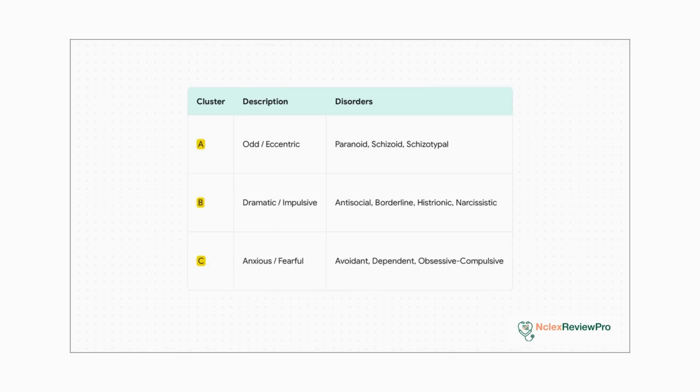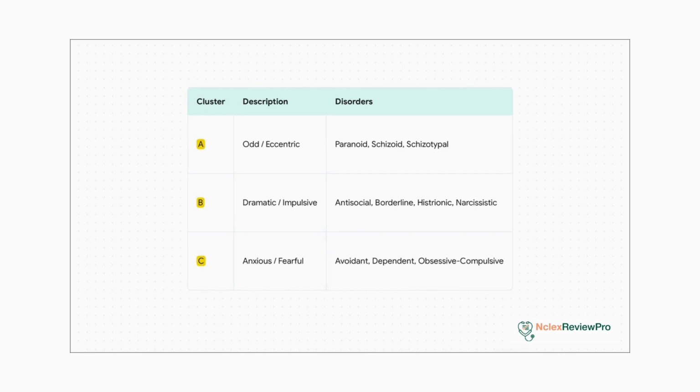This table is a lifesaver for organizing the 10 different personality disorders. They're broken down into 3 groups or clusters. Cluster A is your odd and eccentric group. Cluster C is the anxious and fearful one, but the one you'll probably encounter the most is Cluster B, the dramatic and impulsive group.